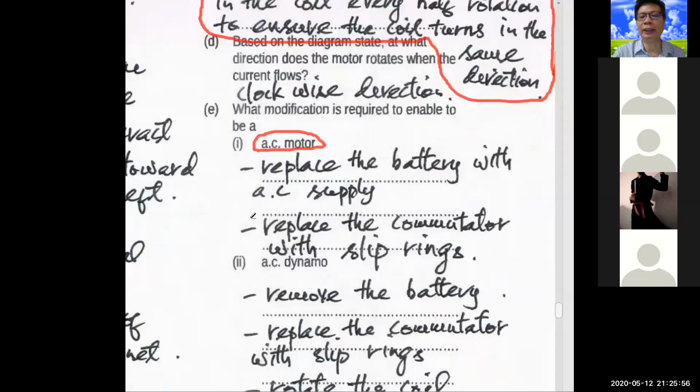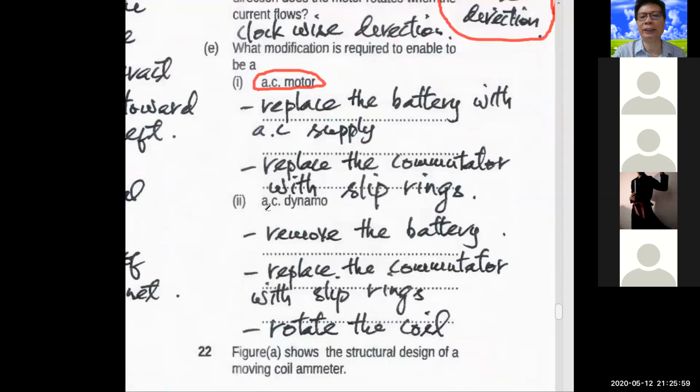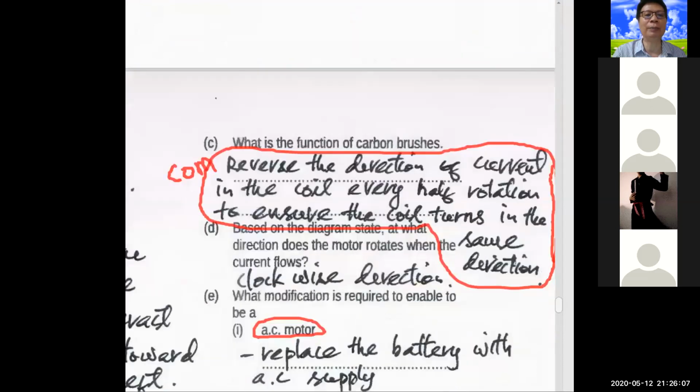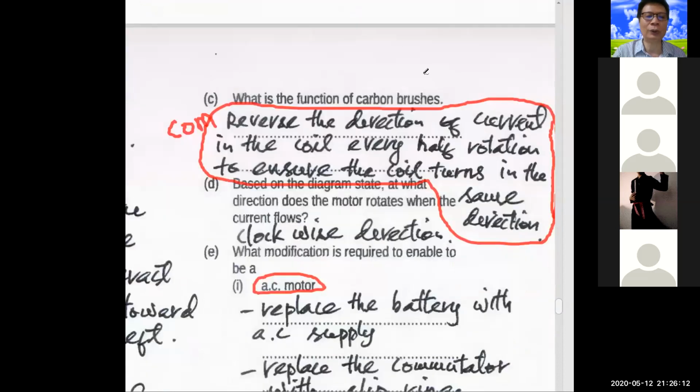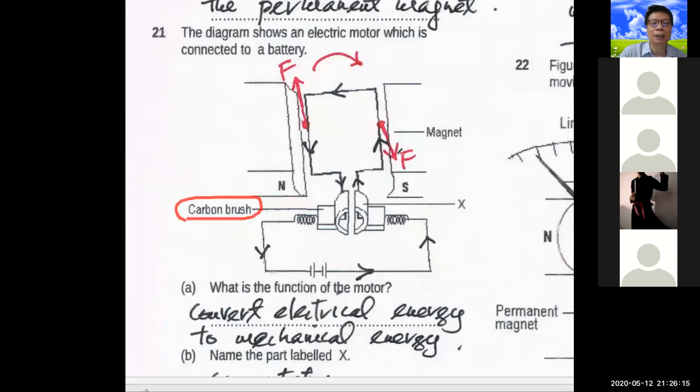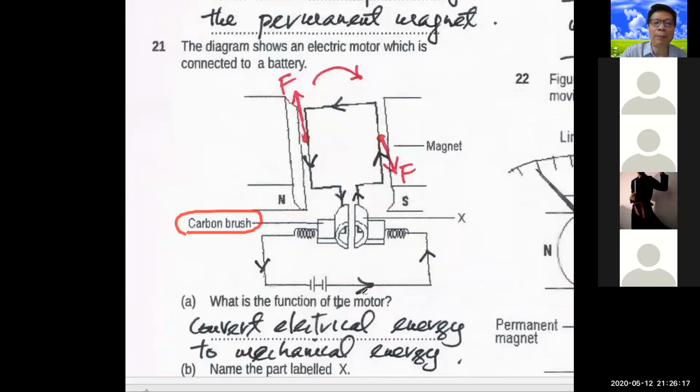Okay, the next one is AC dynamo. This question is difficult. Dynamo is different, okay, class. Okay, come, I use a diagram to explain a little bit first. Dynamo is different from motor, okay? Now you see this diagram, right? You supply current to make this thing turn. That one is a motor. Whereas dynamo is different. Another word for dynamo is a generator. A generator is meant to produce current.